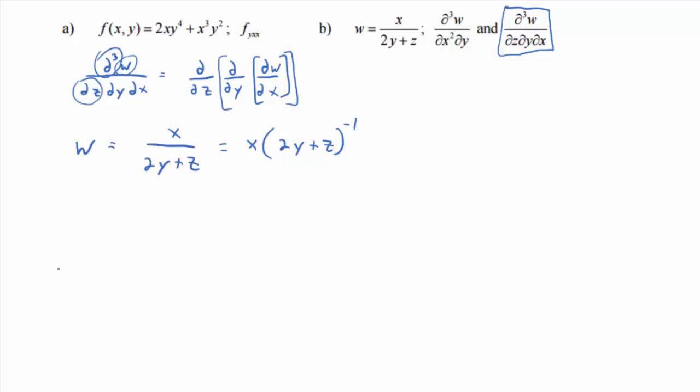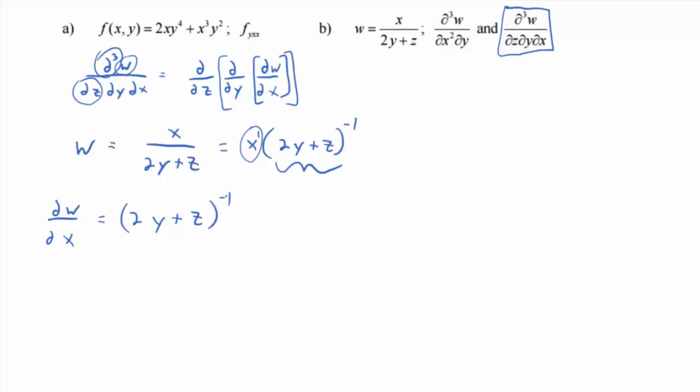On the first one, it doesn't make a difference. If you take the derivative of w with respect to x, what do you get? Well, this is just a constant, isn't it? So this guy just goes to 1, doesn't it? So the partial of w with respect to x, if I leave it in the negative exponent notation, would be 2y plus z to the negative 1, wouldn't it? Do you buy that so far?